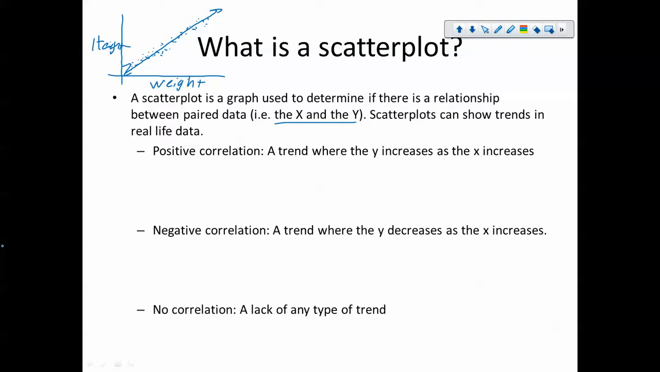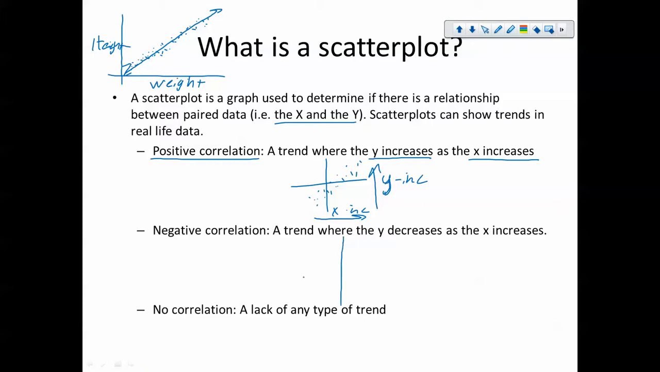And so here's a couple of vocabulary words. These are words we use to describe it. The first is a positive correlation, and that means that the trend, the y increases as the x increases. An example of that would be something like this. As x increases, the y is increasing. We call that a positive correlation. The height-weight thing is a positive correlation.